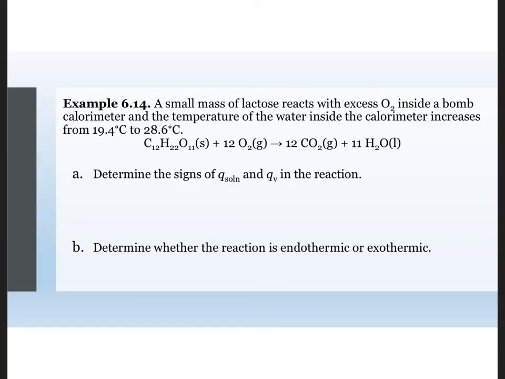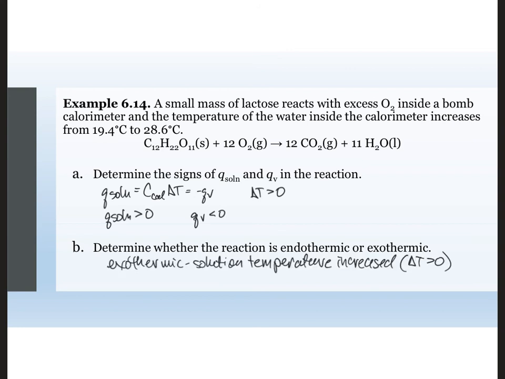Lactose and oxygen are reacted in a bomb calorimeter. The temperature increases by roughly 9 degrees. To determine the signs of Q solution and Q sub V in this reaction, we can use the relationship Q solution equals C calorimeter delta T equals negative Q sub V. Delta T is positive, so Q solution is positive, and Q sub V is negative. Determine whether the reaction is endothermic or exothermic. Q sub V is negative, so the reaction transfers heat to the solution and is exothermic, as we saw by the increase in temperature.